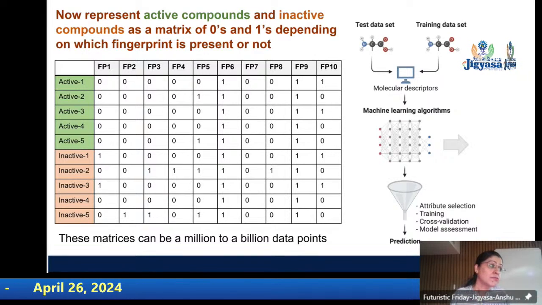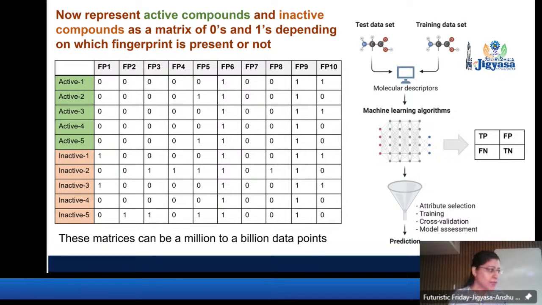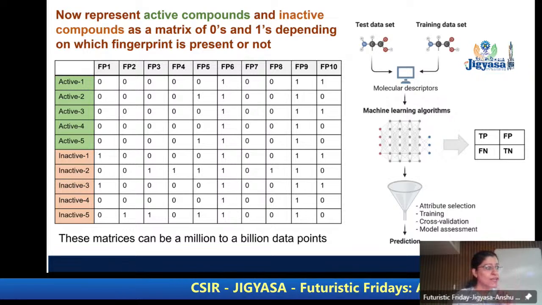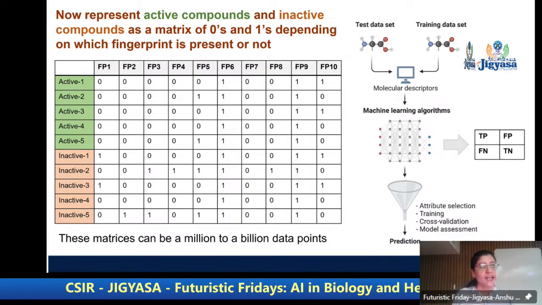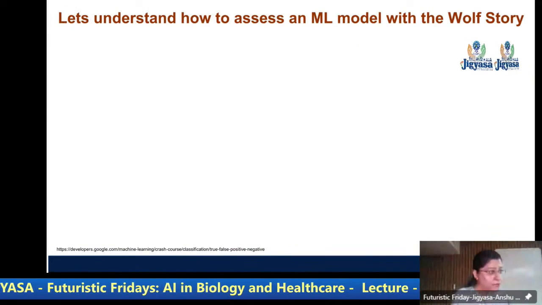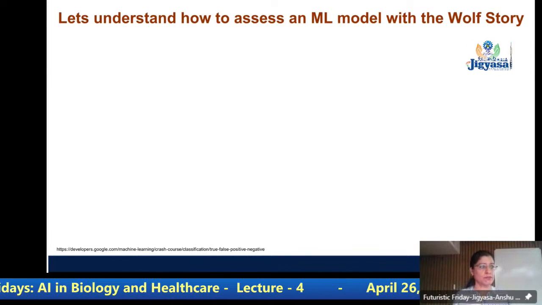How do you calculate accuracy? So there is a matrix that you compute, which is called a confusion matrix, with which you can calculate accuracies. Let's understand how to assess an ML model based on a wolf story.